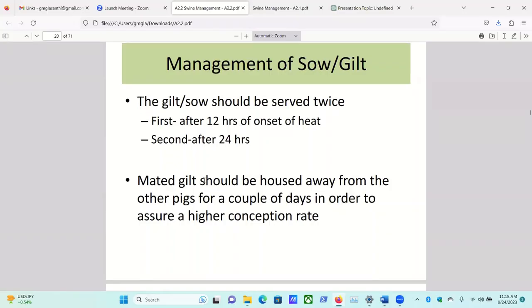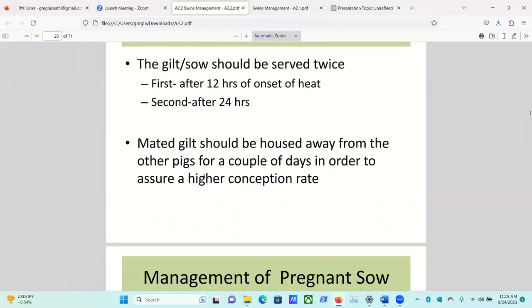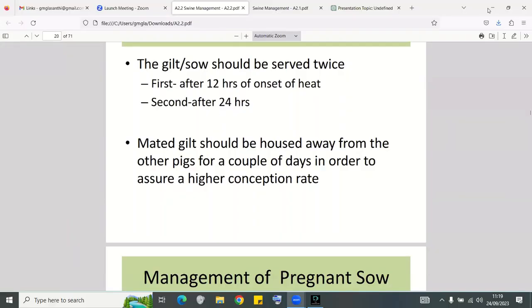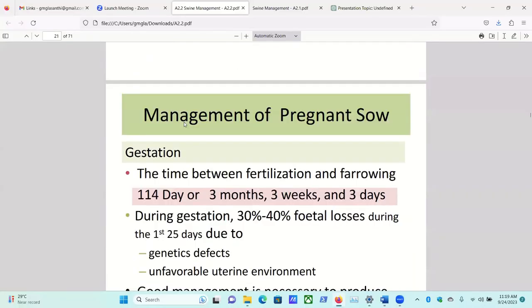So the mated gilts, after arranging the breeding, the mated sows or gilts should be housed away from other pigs because they are very docile and they are pregnant now. To assure a high conception rate, that means a high success rate of the AI or the natural breeding, we have to keep them away.